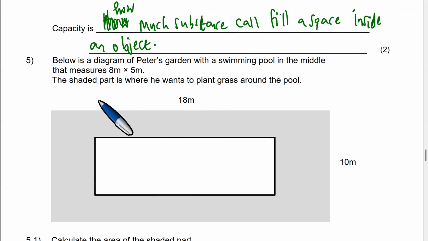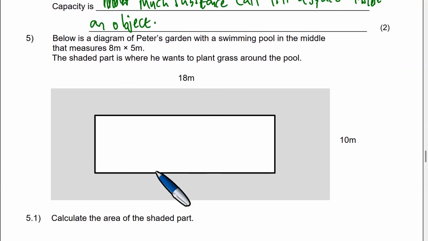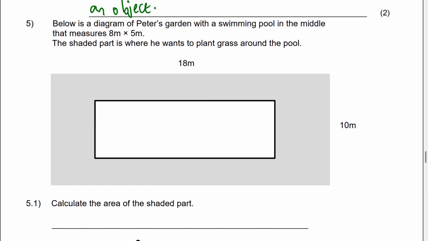Okay, so below is a diagram of Peter's garden with a swimming pool in the middle that measures 8 by 5, 8 meters by 5. So we have a swimming pool in the middle, and we have those dimensions. The shaded part is where he wants to plant grass around the pool. Calculate the area of the shaded part. Okay? Giving you 2 minutes to try that one.